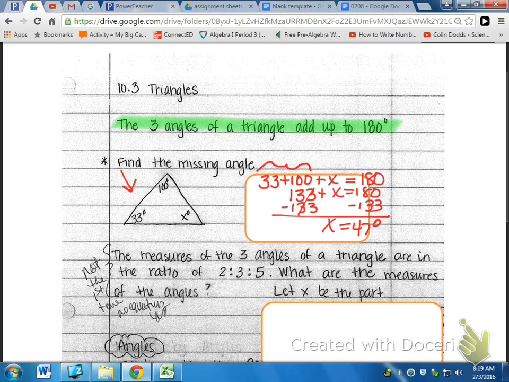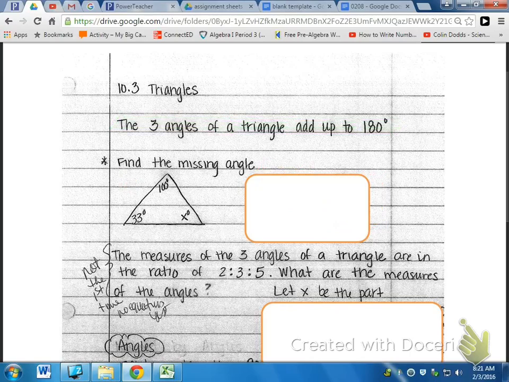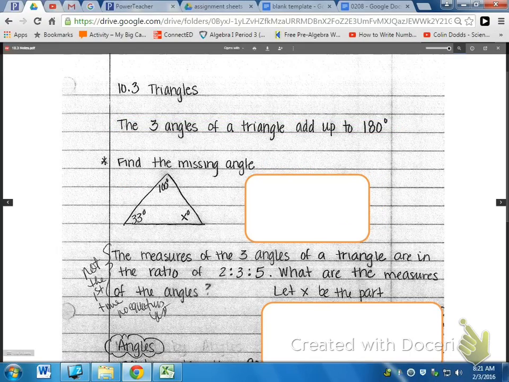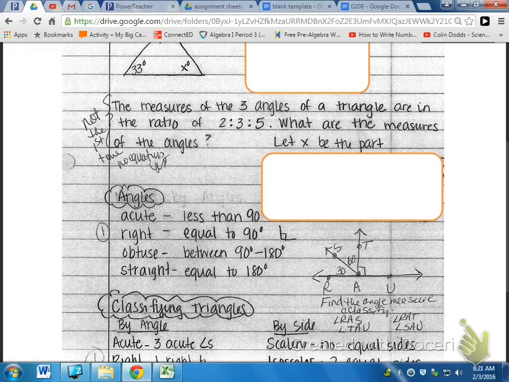This one is not giving you the exact measures. It's telling you something about the angles of the triangle, though. It says the measures of the three angles of a triangle are in the ratio of 2 to 3 to 5. It's not telling you what any of the measures are, but they're in that ratio. What are the measures of the angles? Okay, so what this is saying is 2 parts, 3 parts, 5 parts. You just don't know what that part is.